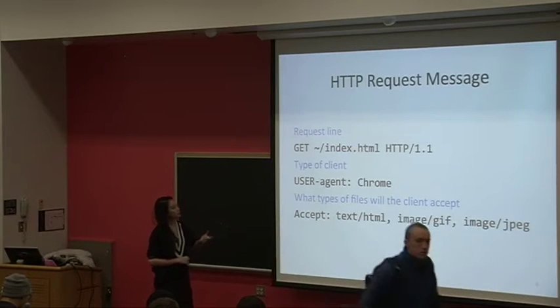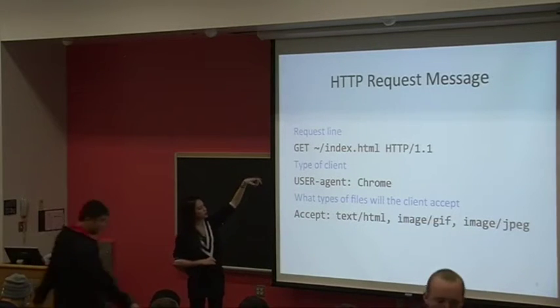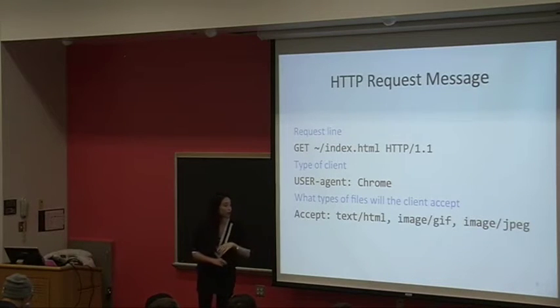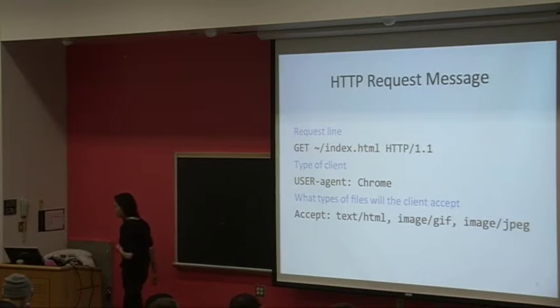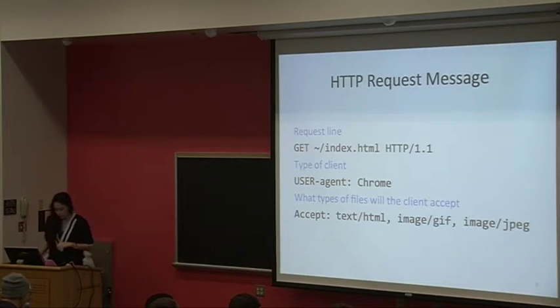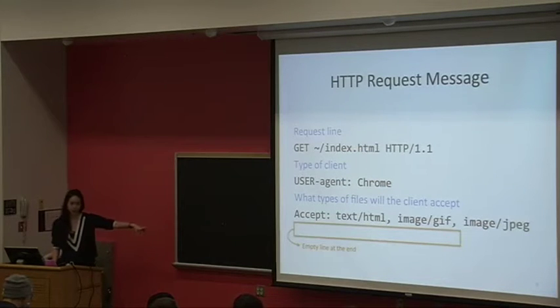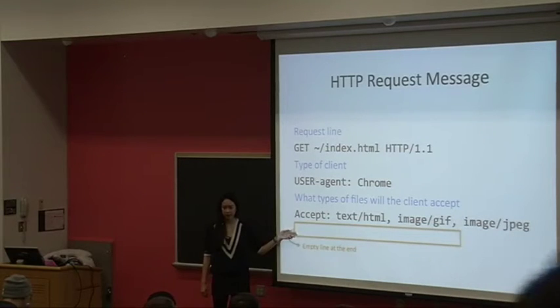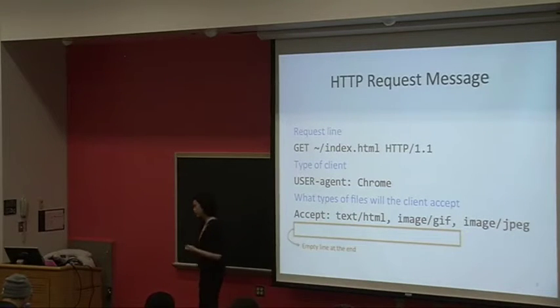I broke them down into 3 parts. The first part will be the request line. The second part is the type of the client, and the third part will be what types of files the client will accept. Actually here you can't really see it, but whenever you send a request or you receive a response, the way they identify the end of such a message is by using an empty line. You could just say that at the very end is the empty line, so it knows the message ends.